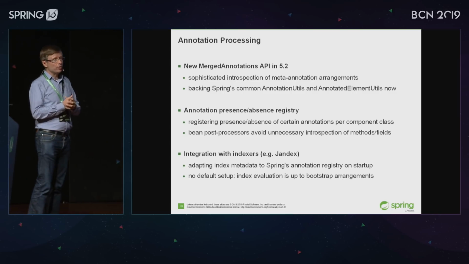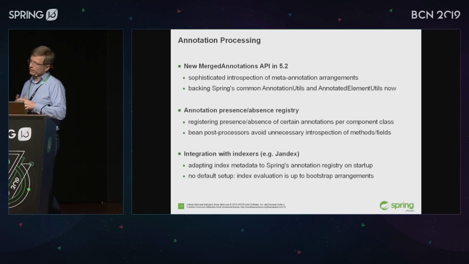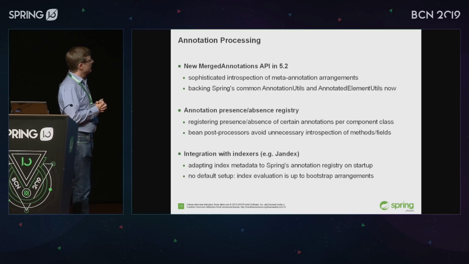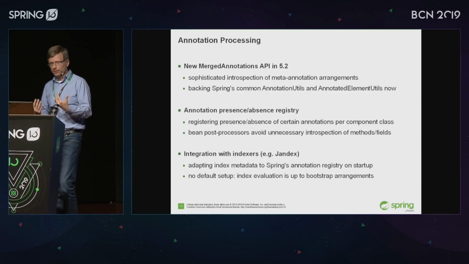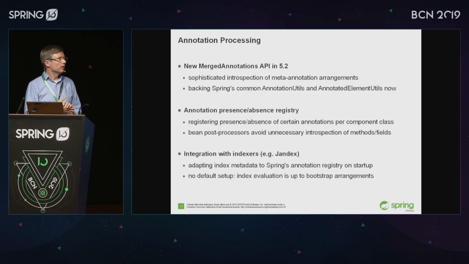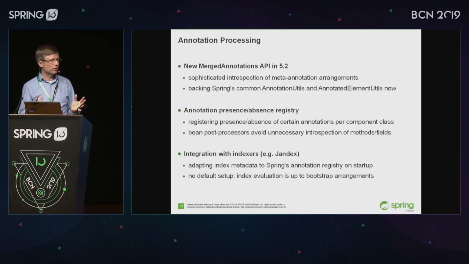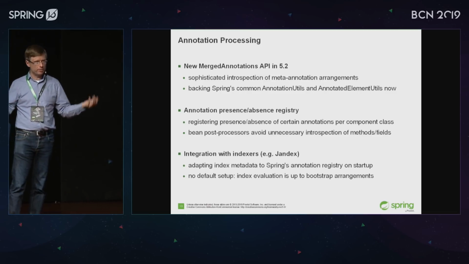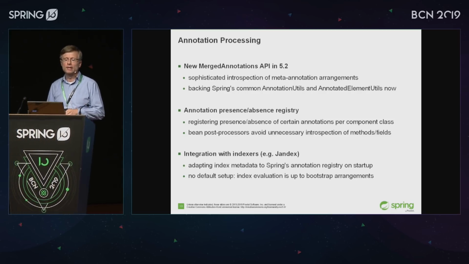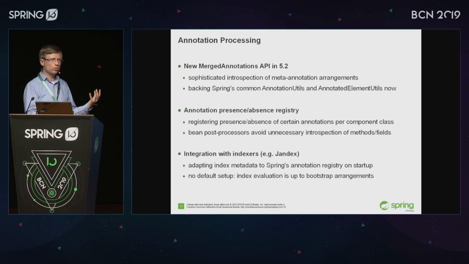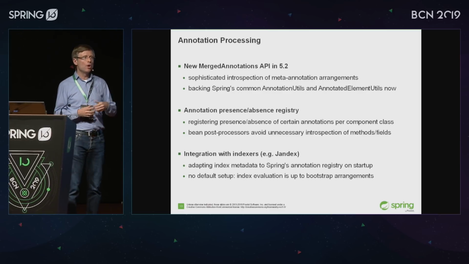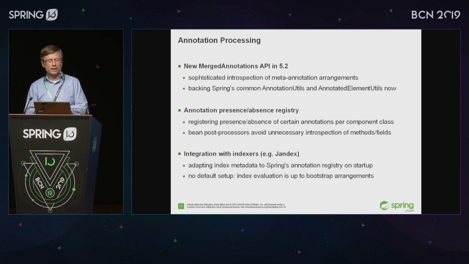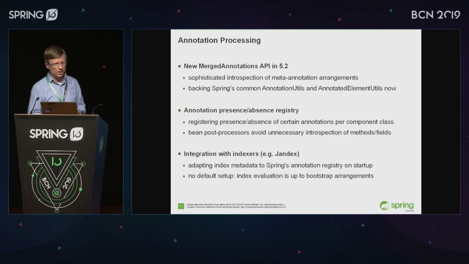One of them is annotation processing. In our efforts to optimize what we call merged annotations and merged annotation processing, we arrived in 5.2 at the decision to completely re-implement the underlying annotation handling. So 5.2 comes with a new implementation of annotation processing, rewritten from the ground up, but hidden behind the same APIs. So existing code using AnnotationUtils or AnnotatedElementUtils would still work fine with binary compatibility, but actually uses the new mechanism under the covers.